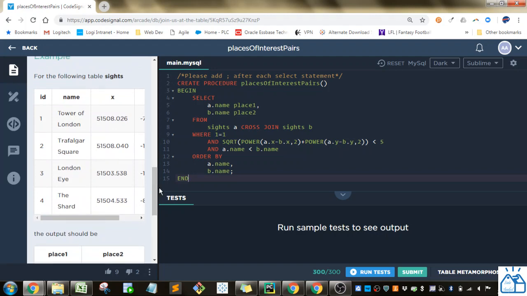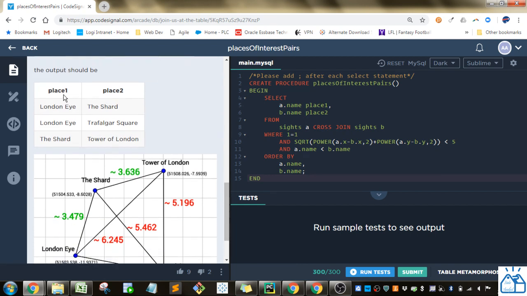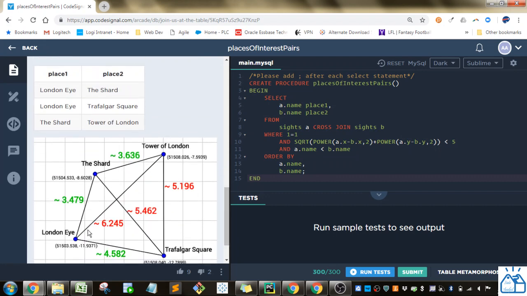Alright. So here's an example of the table they're going to give us. The sites table, so you've got just an ID, the name of the site you're interested in, and XY coordinates on the map. The output should be, so they just want place 1, place 2, and you can see from this map they want the pairs where it is less than 5 kilometers. So you'd get the London Eye and Shard right here, and you'd get Shard and Tower of London here, and then the London Eye and Trafalgar Square there. And they want it so that London Eye is the first place because it comes first alphabetically. Alright. And then London Eye to Tower of London would not be included because it's more than 5 kilometers.